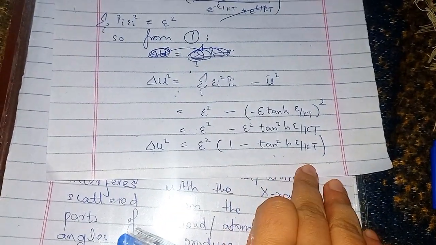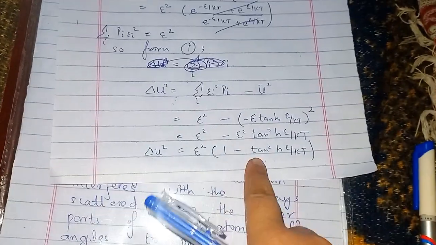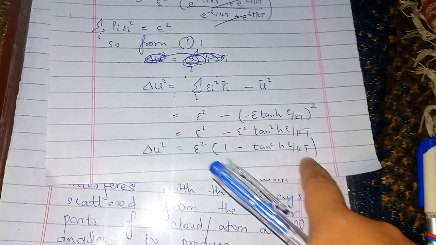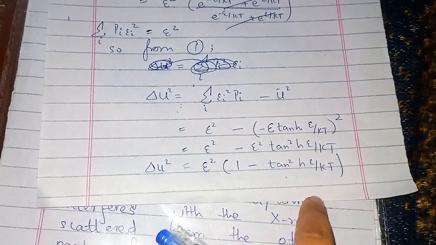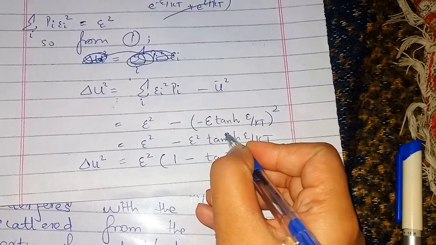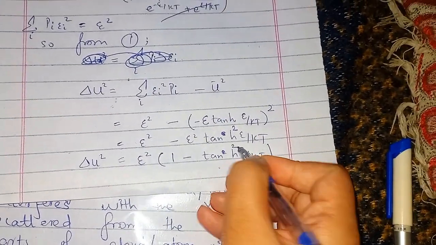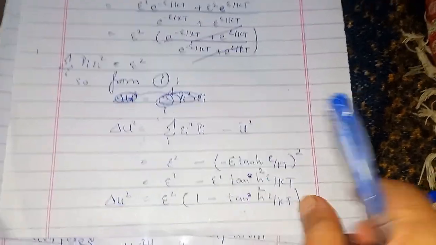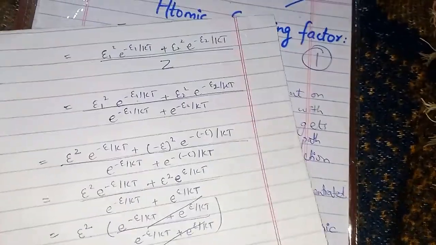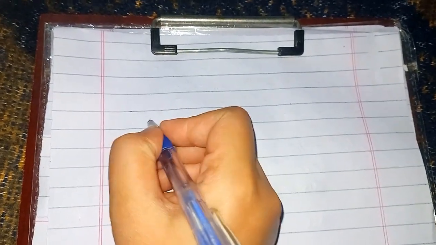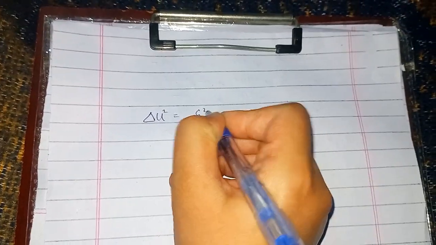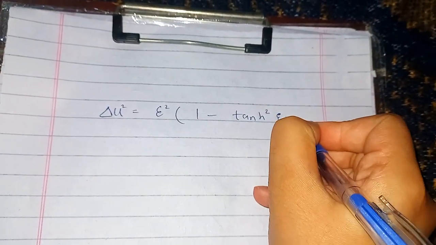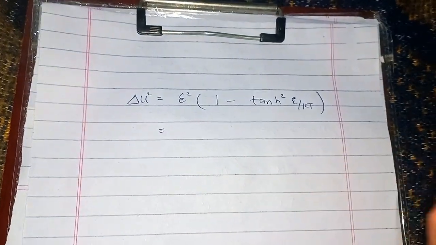Okay, and we have trigonometric relations that will tell us what 1 minus tan square hyperbolic of e by kt is. Okay, let me see on the internet, then I'll get back to you. And there will be square on the h. We'll write square on h, and that is equal to secant hyperbolic square e by kt. So we'll write it like that. Delta u square equals e square times 1 minus tan hyperbolic square e by kt. You are supposed to write it like that.